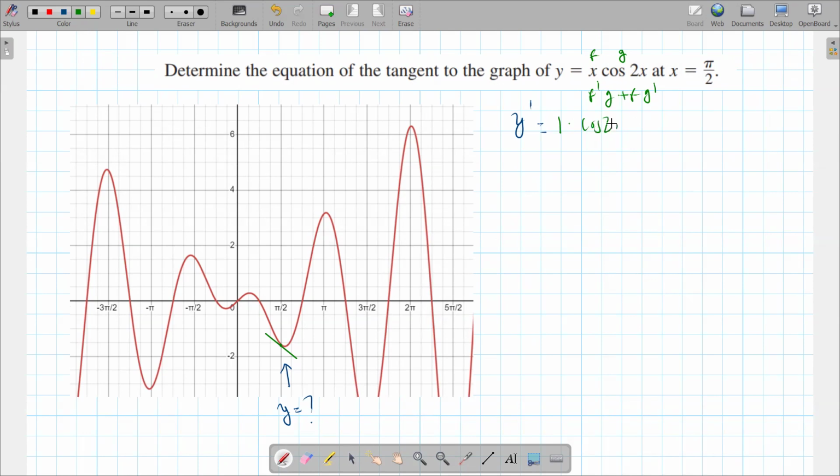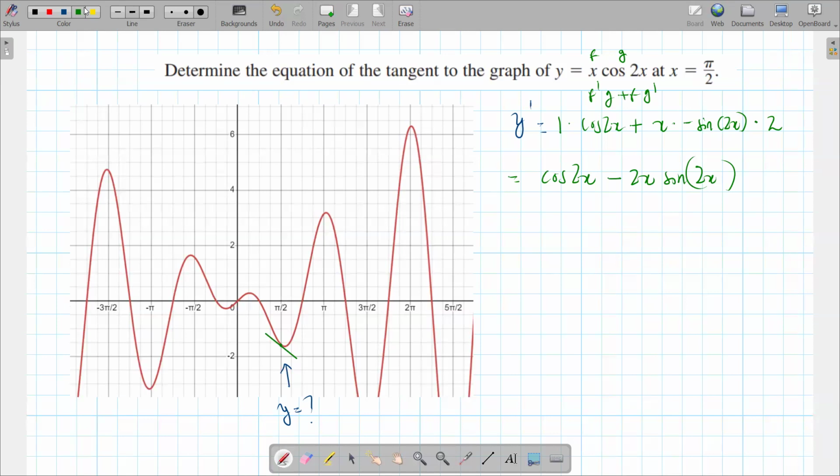Cosine 2x plus what? What's the x? x times what? Negative sine of 2x. Anything else? Times 2. Times 2, exactly. So this gives you, I'm just going to clean it up, cosine of 2x minus 2x sine of 2x, like that. So this is y prime, okay?